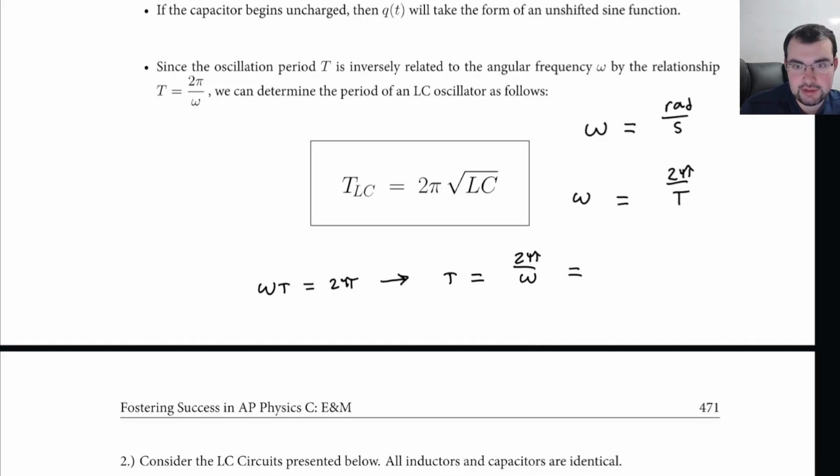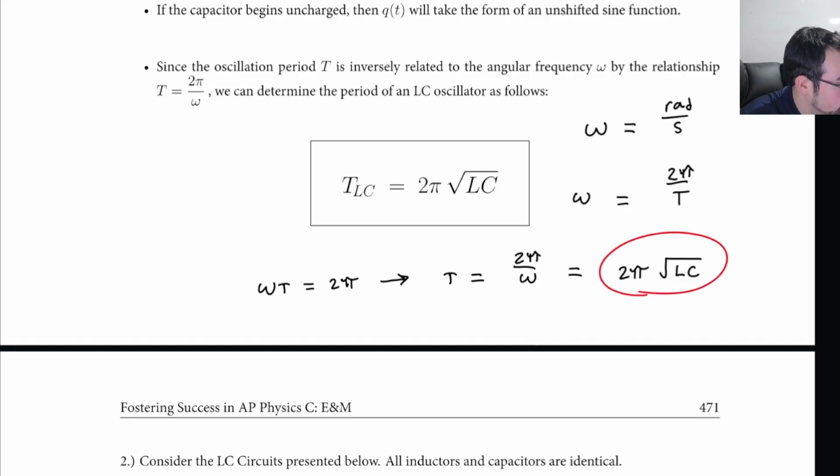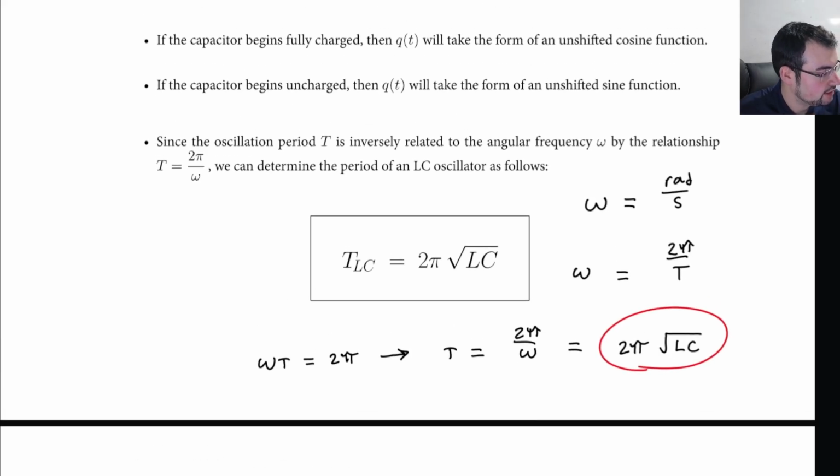But omega was defined to us as 1 divided by square root LC. So we get 2 pi divided by 1 divided by square root LC. So we get a double denominator, which we can always swing up to the top to get a numerator. So this is how you define the period. So the bigger your inductance or capacitance, the longer it takes for a cycle to complete.